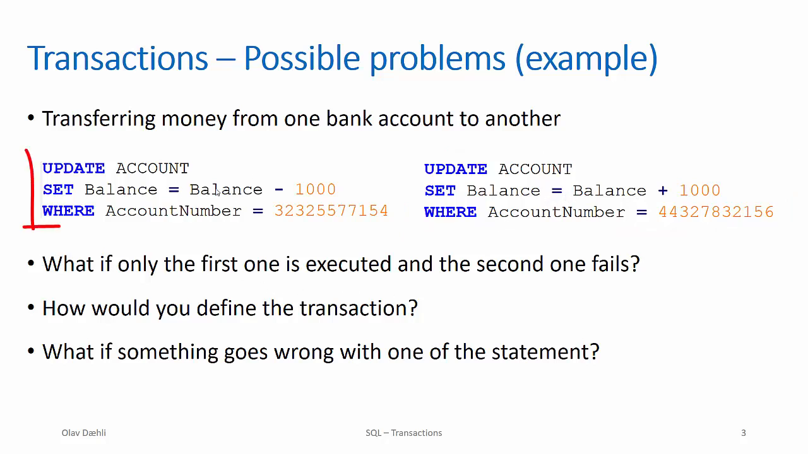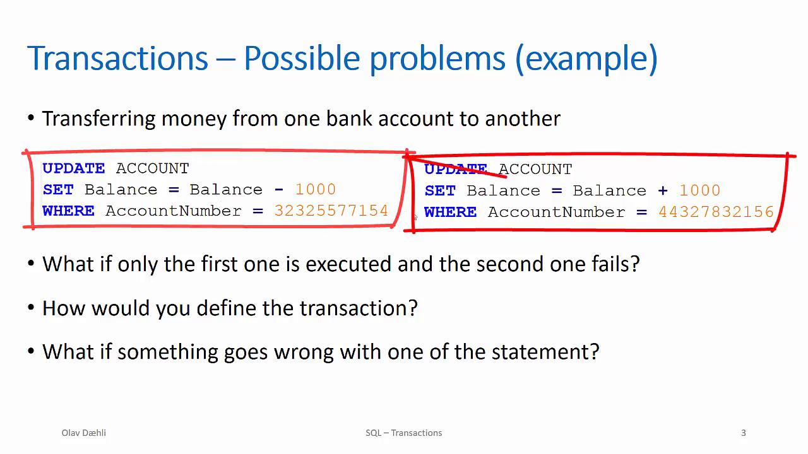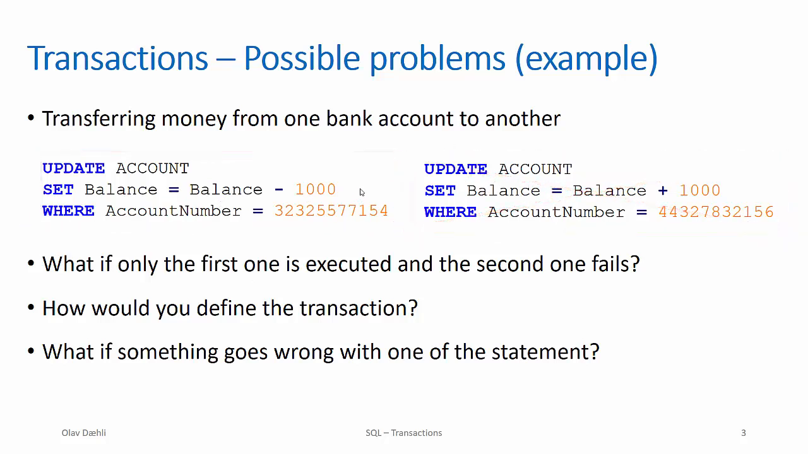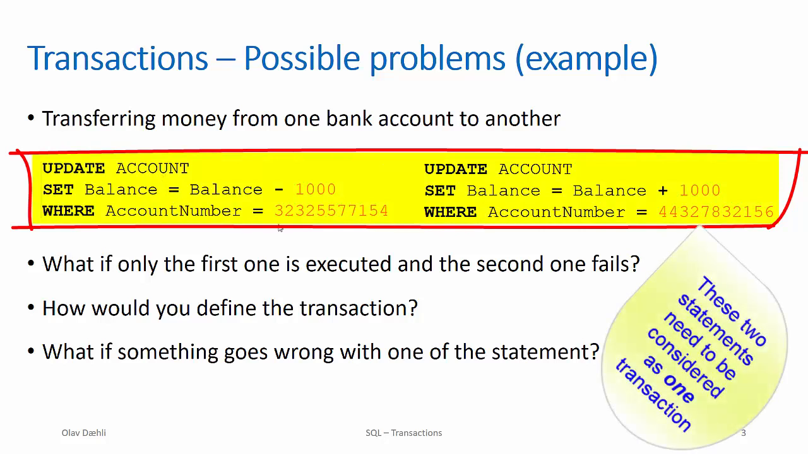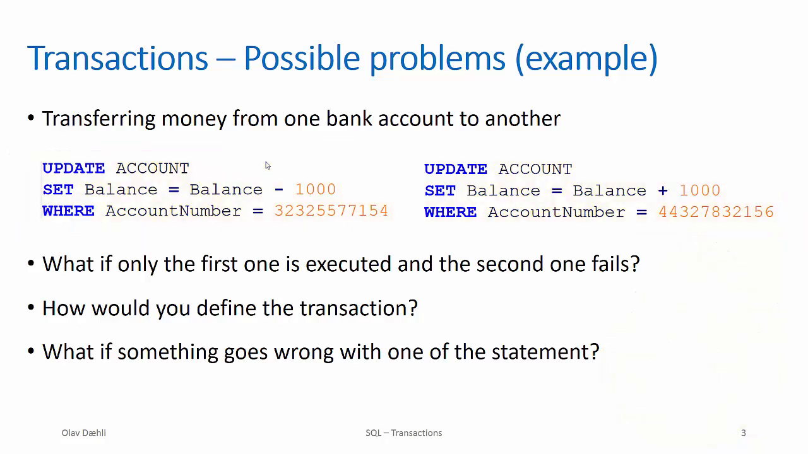But what if the first instruction is run, but then the system fails for some reason and the other one is not run? Then we have withdrawn $1,000 from this account, but we have not inserted them into the other account. We can say that they have somehow vanished, and that's not acceptable. That's why we as programmers have to define what the transaction is, because we cannot accept that only this first one is run or only the second one. We have to run both to be sure that we bring the system from one consistent state to another consistent state. To do that, we would define both these instructions as one transaction, and we have to have a way to handle a situation where something goes wrong.